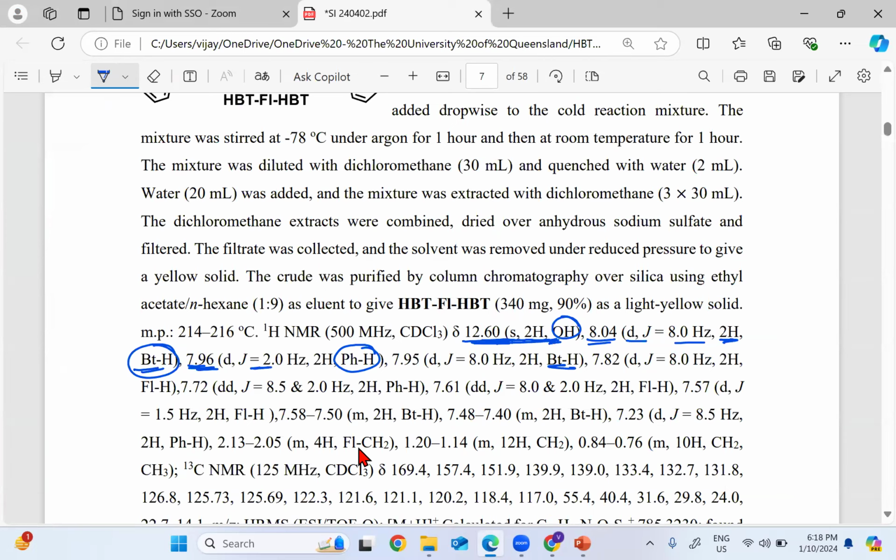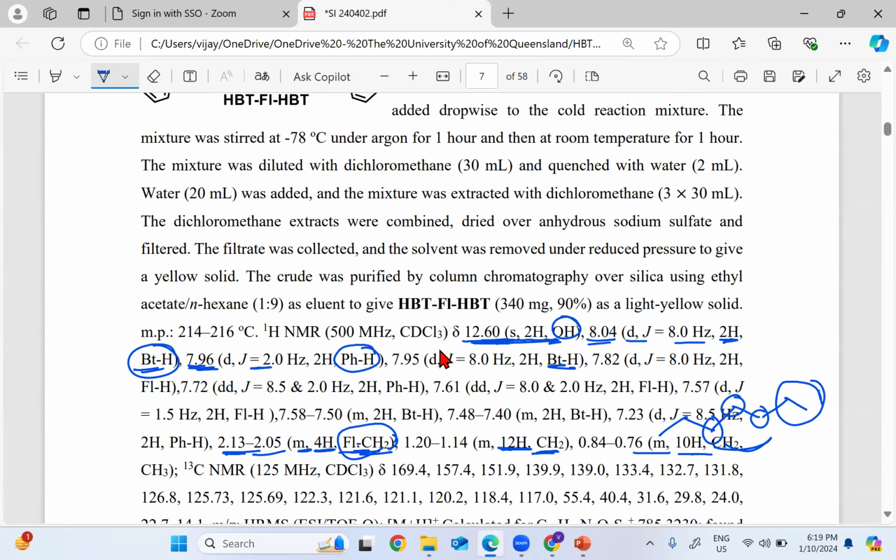Also, if we look at the aliphatic region, the signal at 2.13 to 2.05 is due to 4 hydrogens, which is a multiplet, and that comes from the CH2 group which is attached to the fluorine. Also, there is another multiplet of 12 hydrogens because of the CH2 groups in between, right? From the chain, there is C6H13. So 1, 2, 3, these three are in between. These 12 hydrogens come from that chain. And also there is a multiplet of tail hydrogens, which is from the CH2CH3 terminal group.